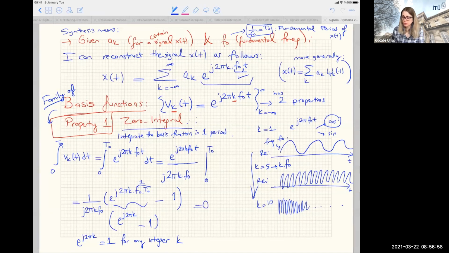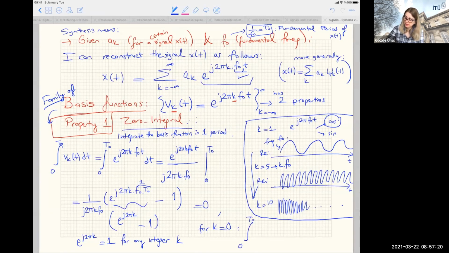But when k is 0, we have a special case. For k equals 0, look at my integral. This is a special case, 0 to t0, e to the 0, of course, but let's write 0 times f0 t dt. This is 1. You see, I have a non-zero integral only for k equals 0. So this is actually then the result.